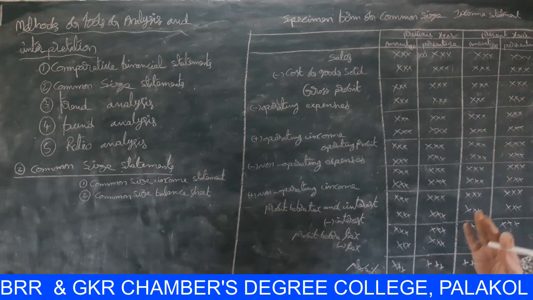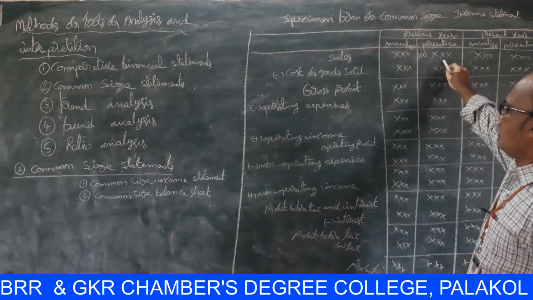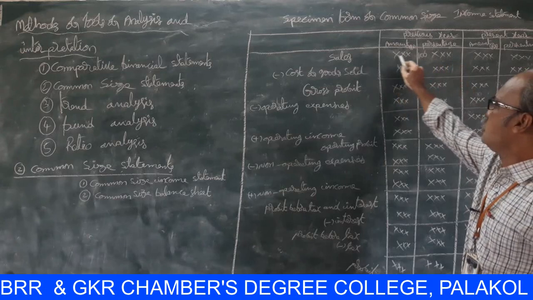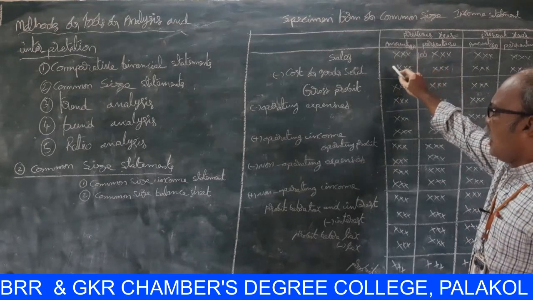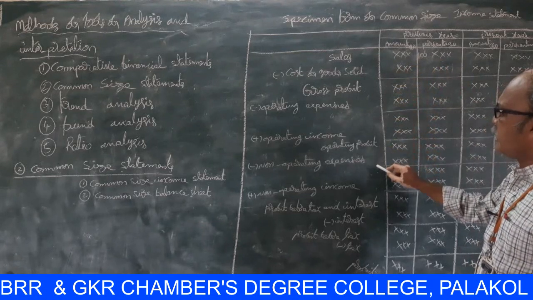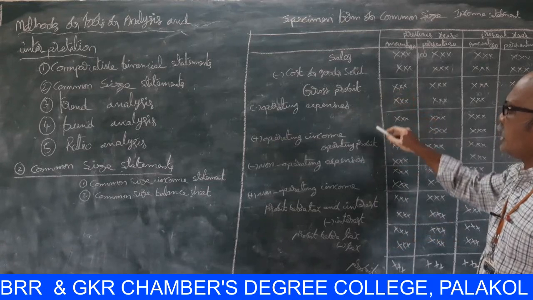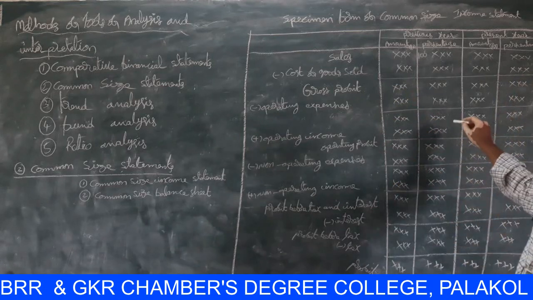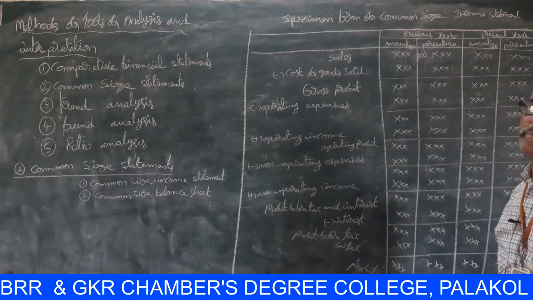Once again I am telling you, listen carefully. Here the sales figure is assumed to be equal to 100, and all other items are shown as percentage of sales. This is the most important thing in common size income statement.